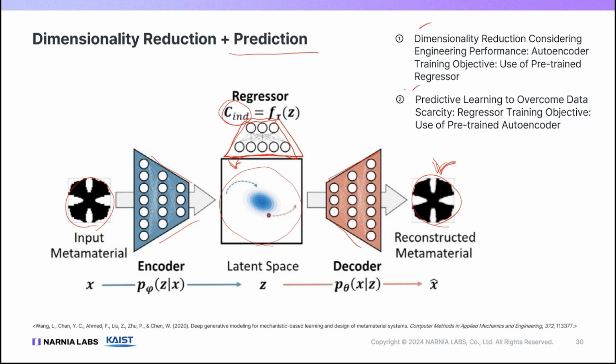The second method is a way to overcome the lack of data. Earlier, I mentioned X and Y, and for example, there are often cases where there is a lot of X but not much Y. When there aren't many label values, if you first reduce the dimensionality of X as shown here, and then attach a regressor in that reduced dimensional space to make predictions, the predictions tend to be more accurate. So there are two ways to connect prediction and dimensionality reduction.